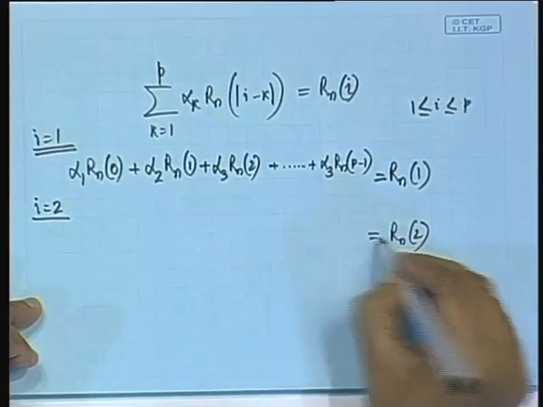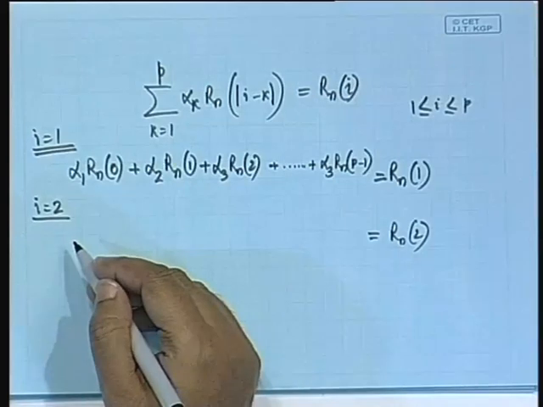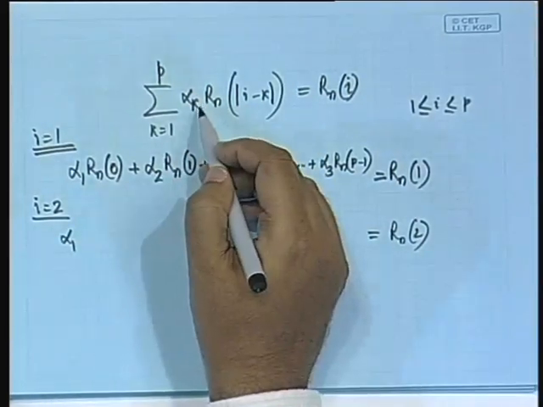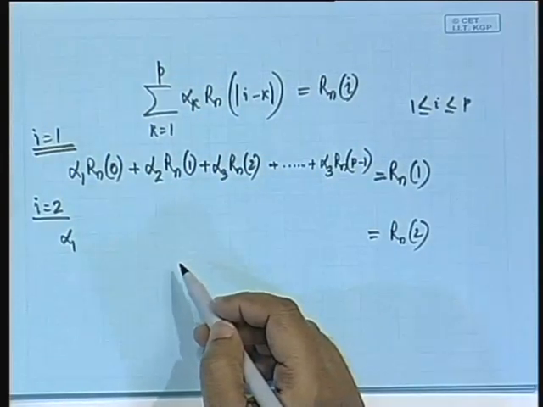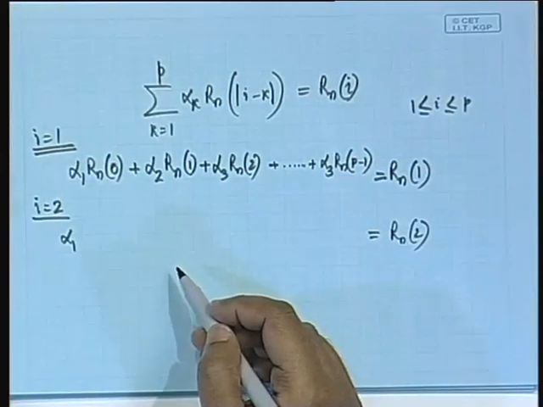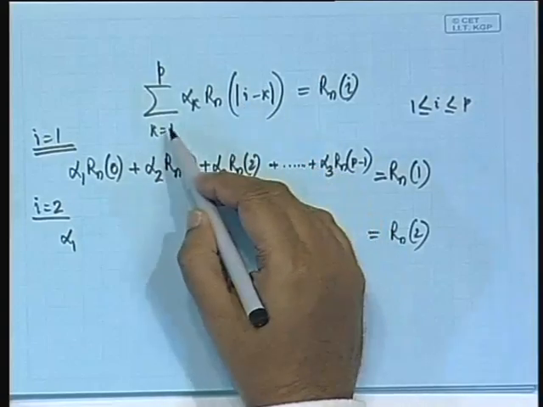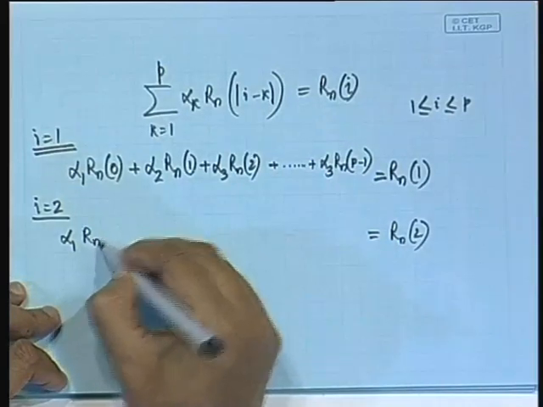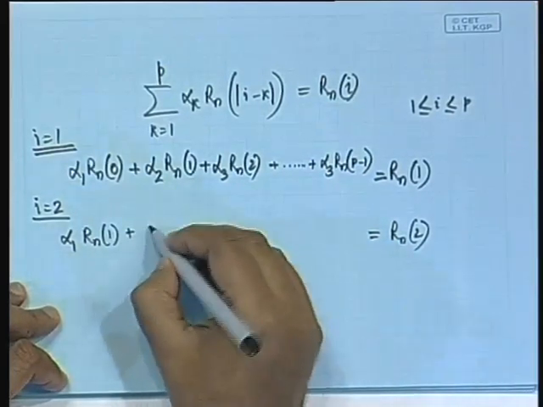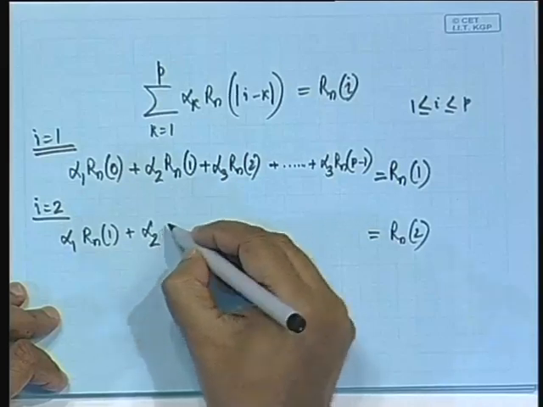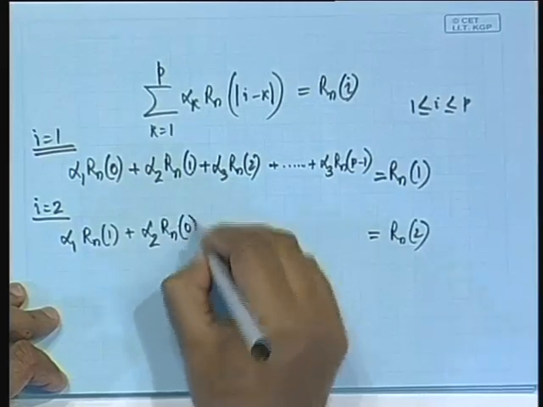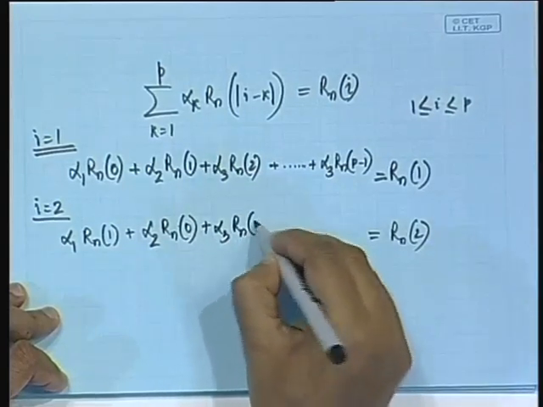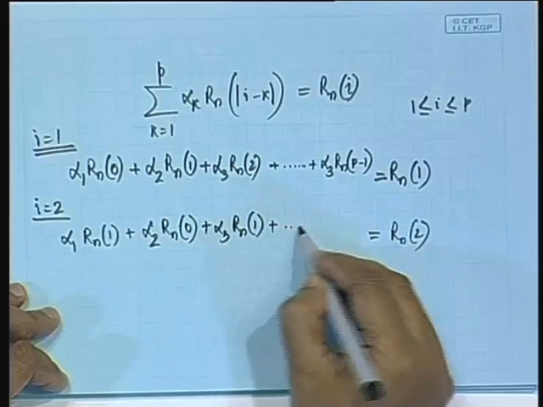right. So Rn 2 will be equal to what? Again alpha 1 we have to start with. This time what are we going to write? Alpha 1 Rn, this time we have to write 1 because I is 2 and k starts with 1. So 2 minus 1, 1. So alpha 1 Rn 1. What will be the second term? Alpha 2 Rn 0. What will be the third term? Alpha 3 Rn 1, okay, plus so on.